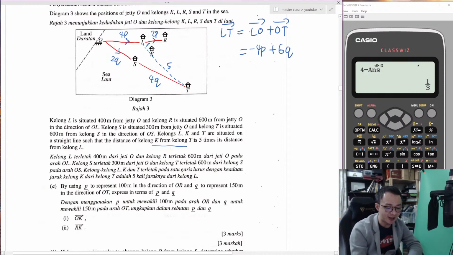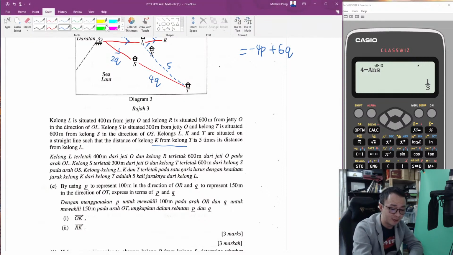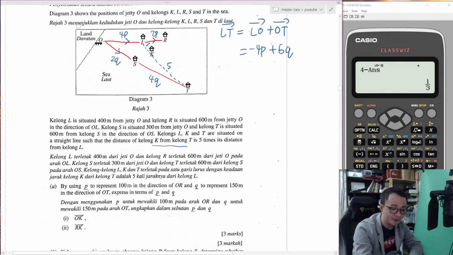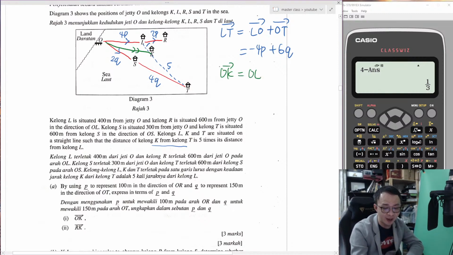So the first thing is they ask us to find OK, which should not be too hard. Let me use another color maybe. Okay, they want OK, which is here. So yeah, OK, from the triangle I can say is OL plus LK. Okay, OL is 4p. LK is 1 out of 6 of LT, isn't it?